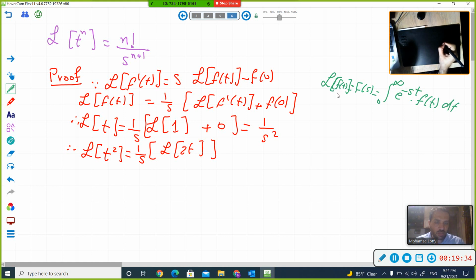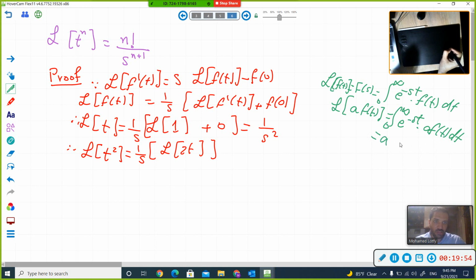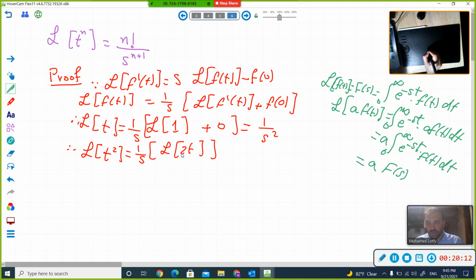So if you multiply this f of t by any constant, a f of t, for example, the definition will be like that, times a f of t. And we know that a is a constant, it can be pulled out of the integration. Okay, so it will be something like that, f of t dt. And this is the definition of the Laplace transform, so it is a f of s. So we can simply pull this 2 outside the Laplace operator.